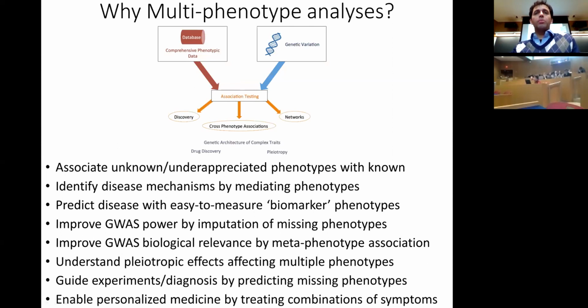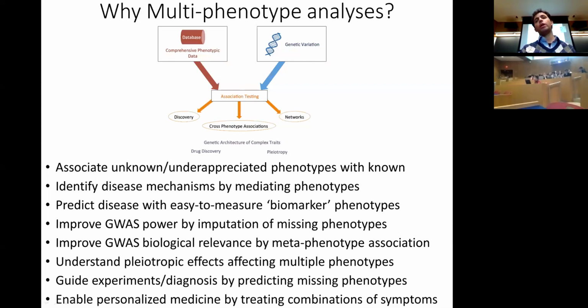And what can you do with that? You can basically discover new associations with multiple traits. You can recognize similarities and differences between different phenotypes, and also infer networks of phenotypic variables and genetic variables jointly. So you can use it for many different types of applications. You can basically associate either unknown or underappreciated phenotypes with known ones.